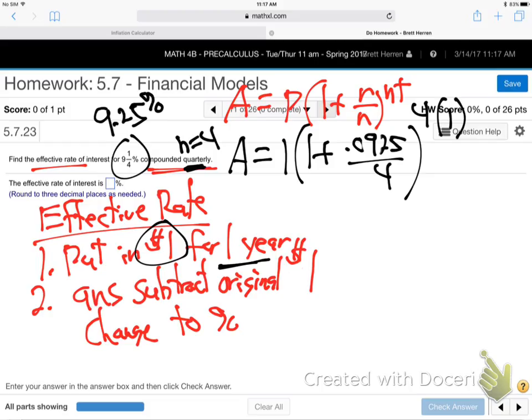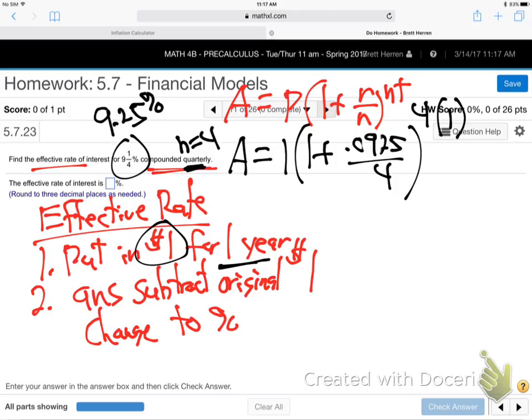So everybody see how I put everything in there? Well, we're expecting the answer to be a little higher than 0.0925, right? Because 0.0925 is the listed rate. But because they're doing that 4 times a year, breaking it into quarters and doing it 4 times, it's actually going to be a little more than 0.0925.